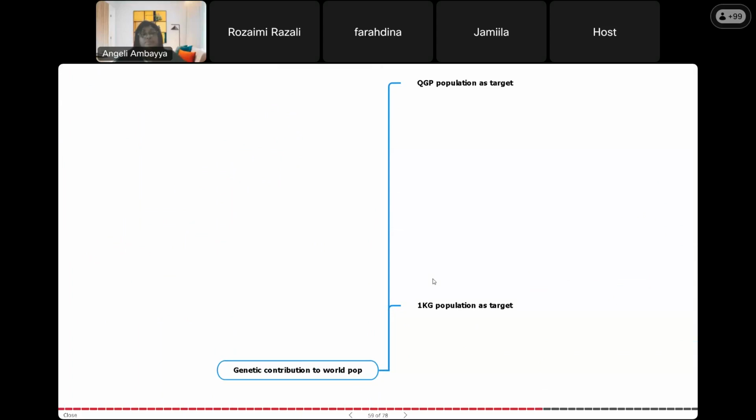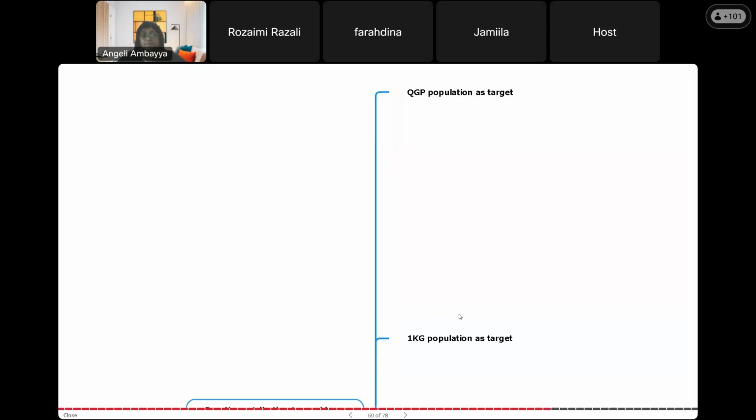First, we're going to look at two types of analysis. One where we try to identify QGP population as target, meaning how much foreign genome is inside the QGP ancestry. And the second one, we use 1,000 genomes as population. This is how much of Arabs' genomes influence other world populations.